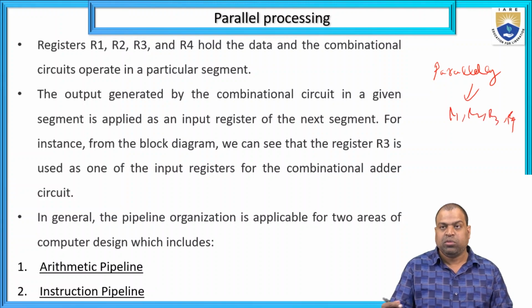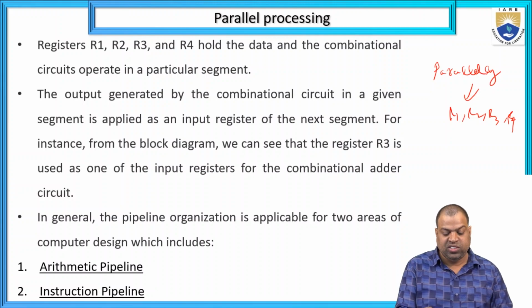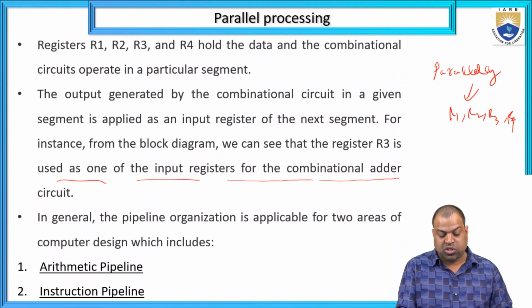When I am going for serial, one or two registers are enough. But parallel means we need more registers to perform. The output generated by the combinational circuit in a given segment is applied as an input register of the next segment. For instance, from the block diagram, we can see that the register R3 is used as one of the input registers of the combinational circuit.